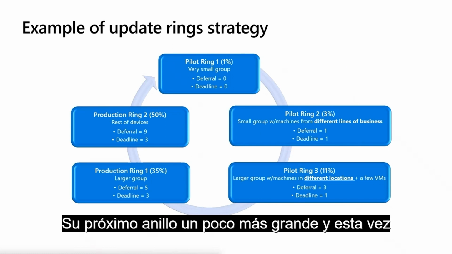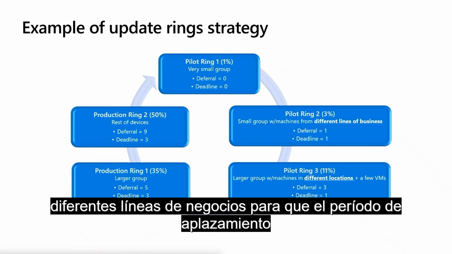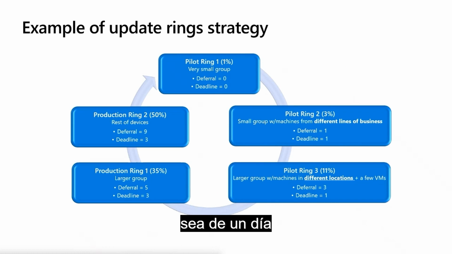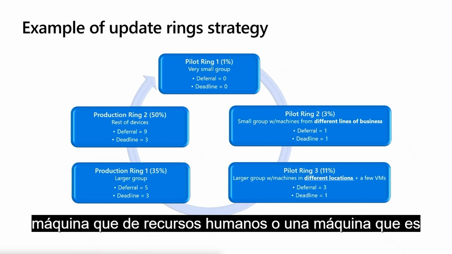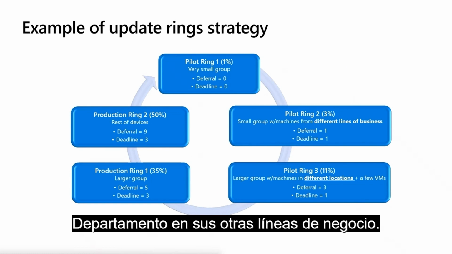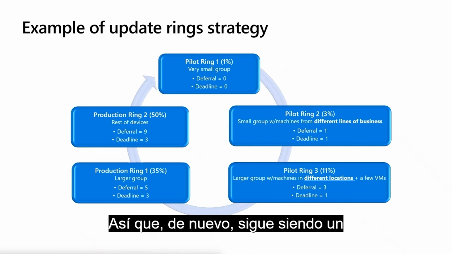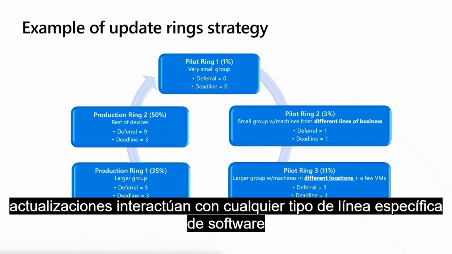Your next ring, slightly larger, and this time I would encourage you to make sure you're including machines from different lines of business. So the deferral period is 1 day and a deadline of 1 day. So again, you've got maybe a machine that's from HR, a machine that's from your finance department and your other lines of business. So again, it's still a small ring, but that's going to help you understand how these updates are interacting with any sort of specific line of business software.